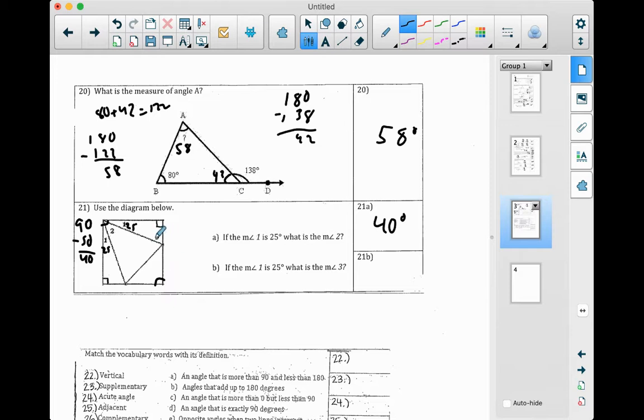So angle 2 is 40 degrees. For angle 3, which is right here, well, again, I got a right angle here, so that's 90 degrees, plus 25 is 115. I know these three are triangles, so they have to add up to 180. So 180 minus 115 is 65. 65 degrees.